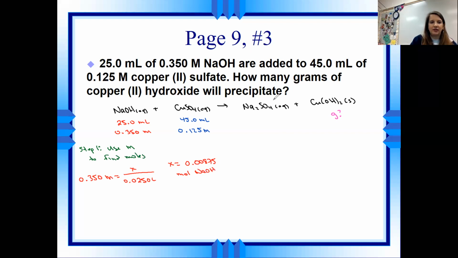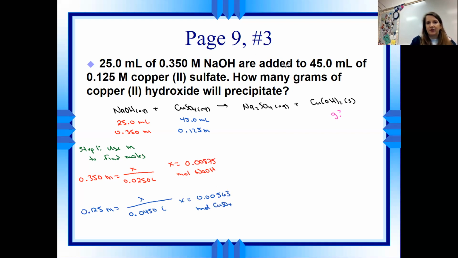I'm going to do the same thing now to find my moles of copper sulfate. So I've got 0.125 molar solution. I'm going to have my X on the top so I can figure out my moles, and 0.0450 liters. So I'm going to multiply my molarity by my liters here so that I can figure out how many moles I have. This tells me that X is equal to 0.00563 moles of copper sulfate.